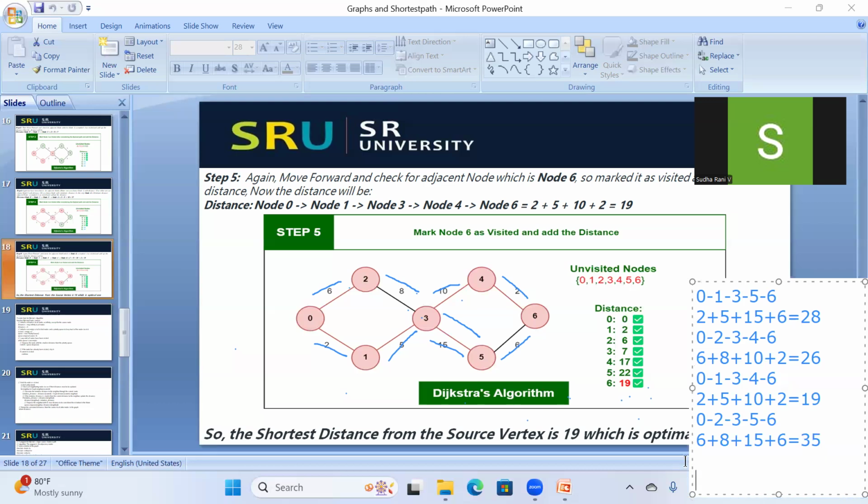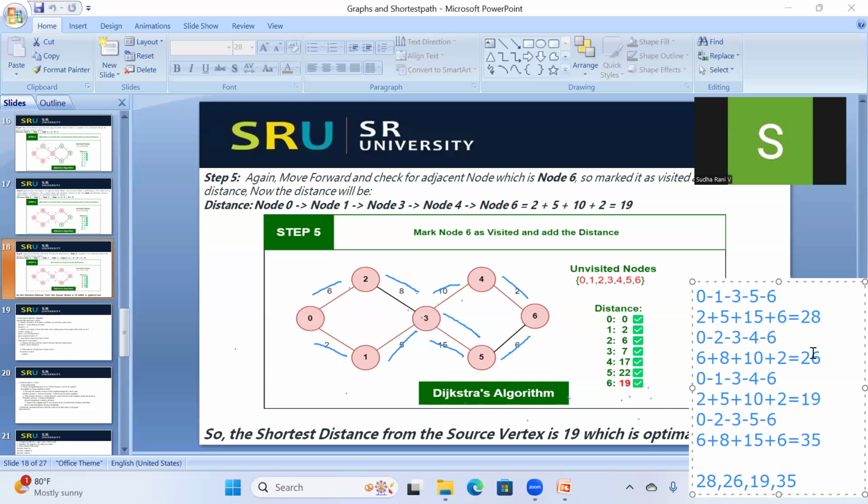Okay, so what are the total values we got? 28, 26, 19, and 35. These are the total values we got to traverse from 0 to 6. So which is the least one, the lesser value? 19 is the lesser value. So we will consider this value to traverse from 0 to 6.